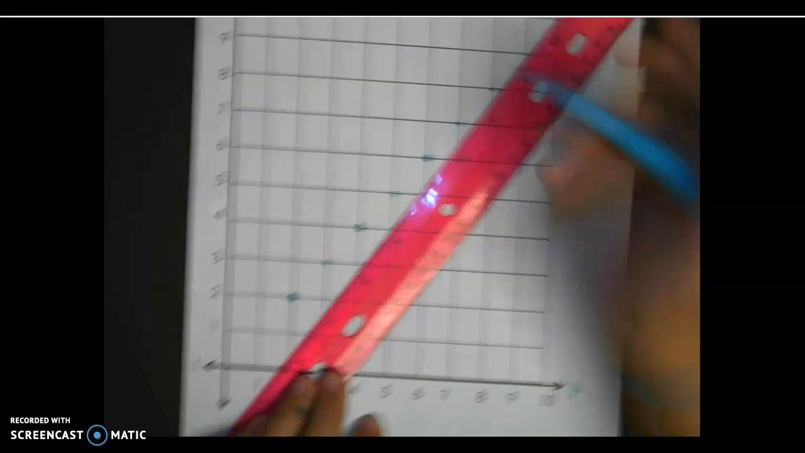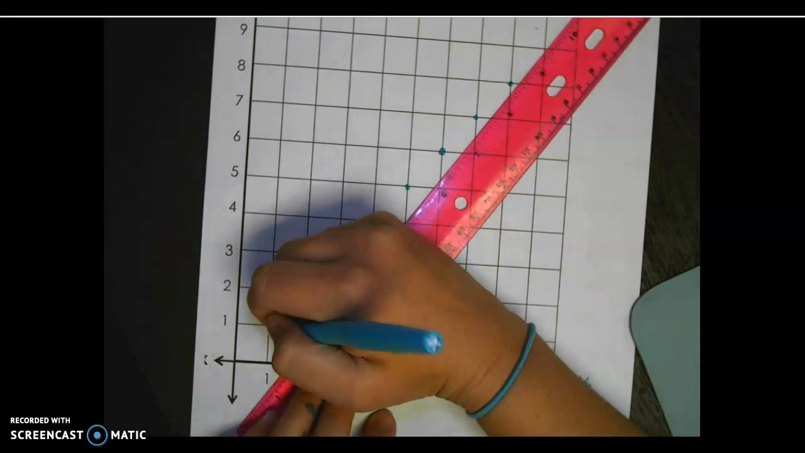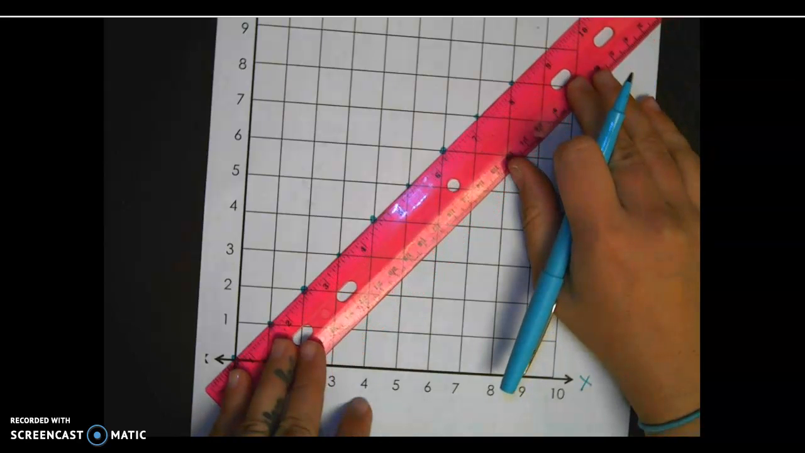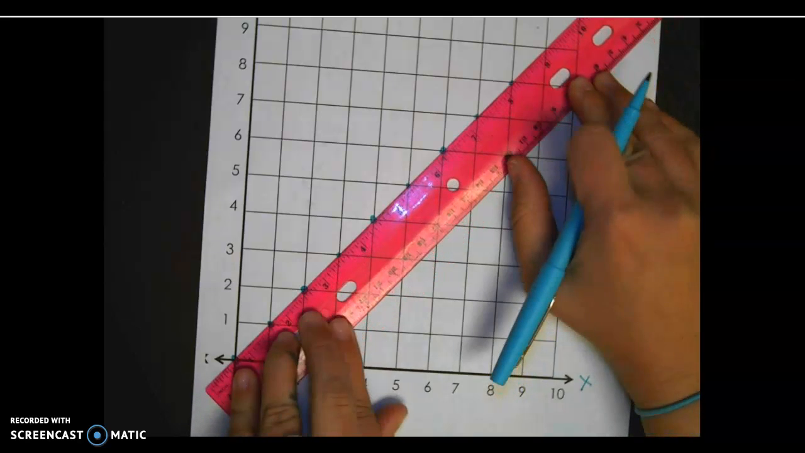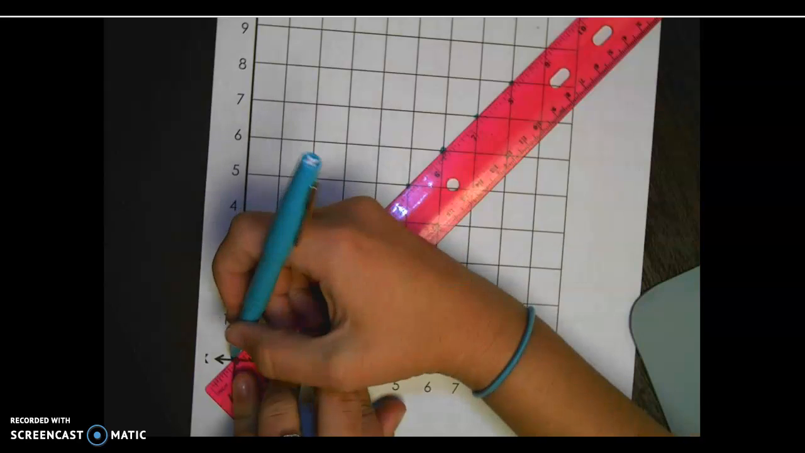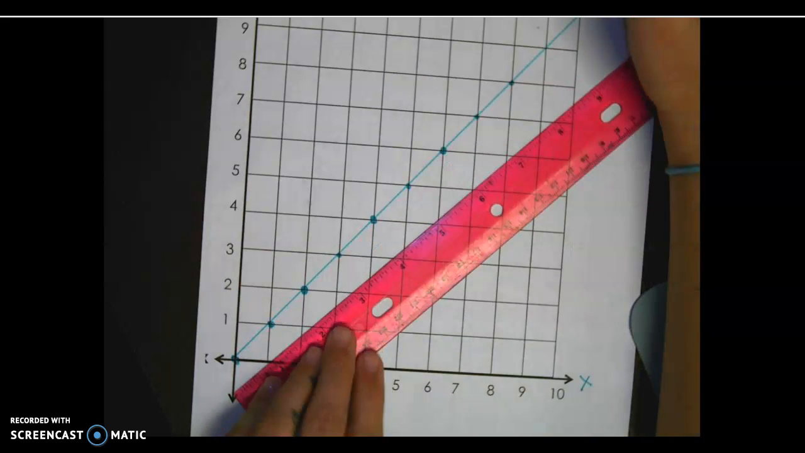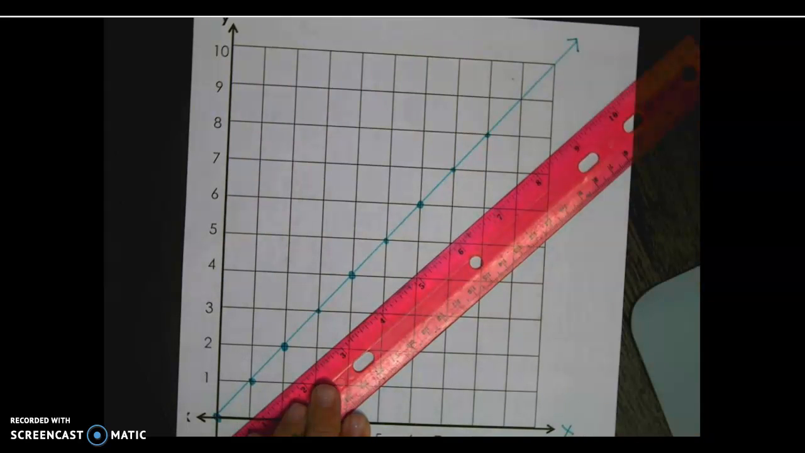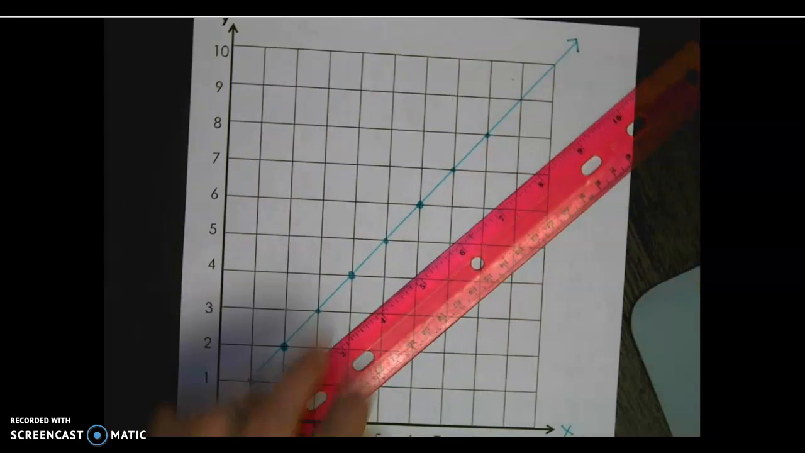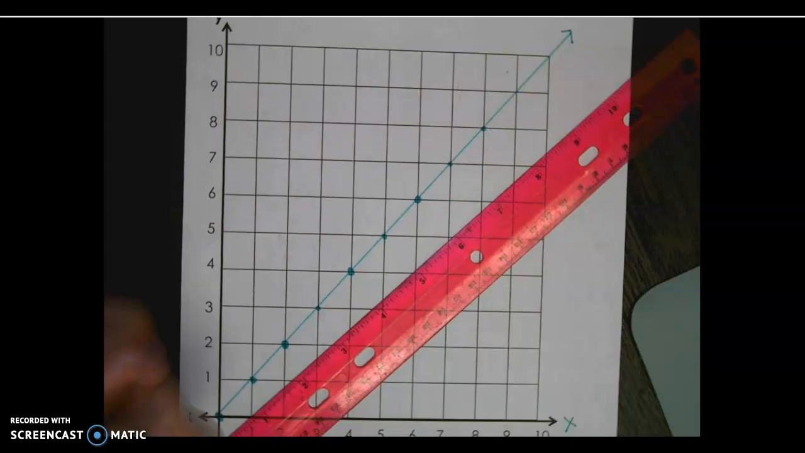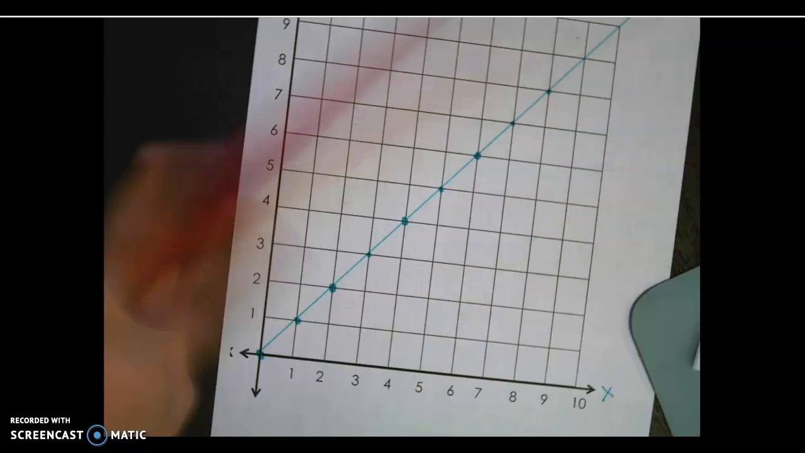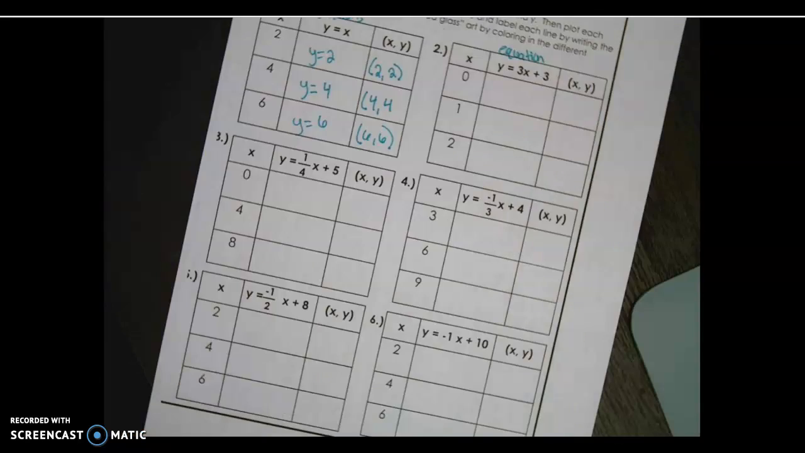So I know that if I continued on putting my plots, it's going to go through 0, 0, which is the origin. So I'm going to line it up as best as I can, and I'm going to draw a line. Don't forget to draw your arrows at the end of your lines every time. So I would suggest taking each of these equations one at a time when you graph them. Don't try to graph them all at once. Okay, so let's try the next one. Let's try number 2.